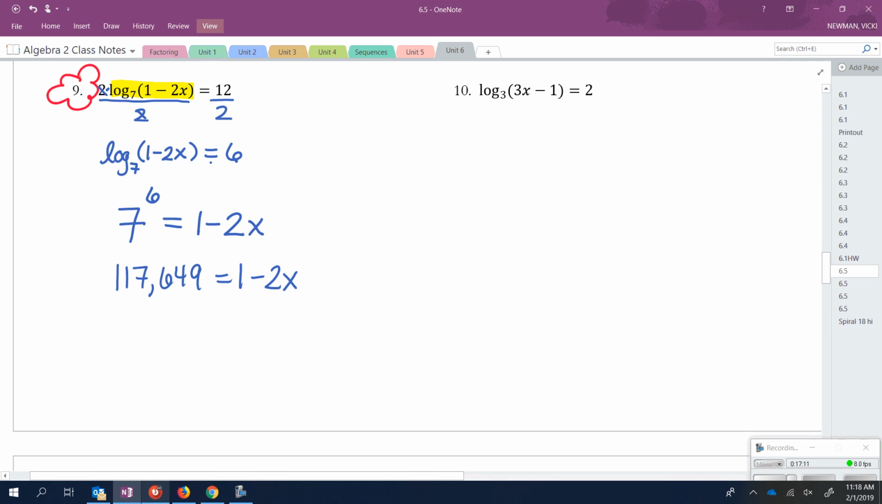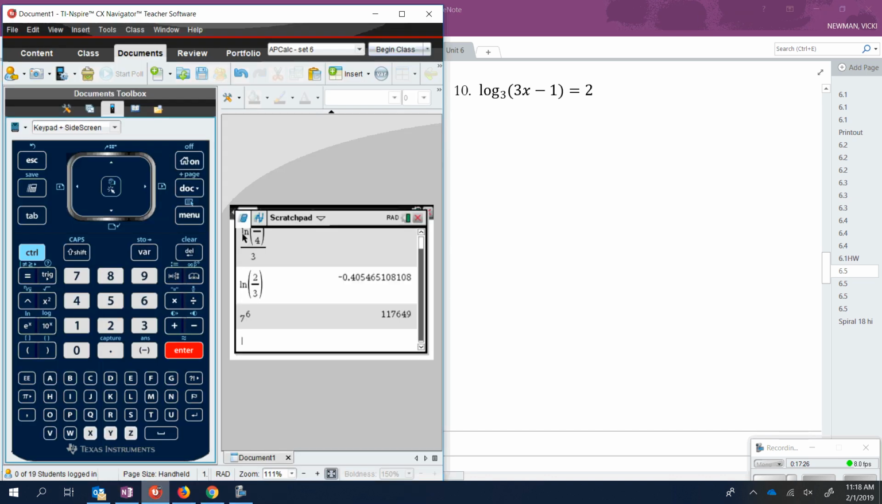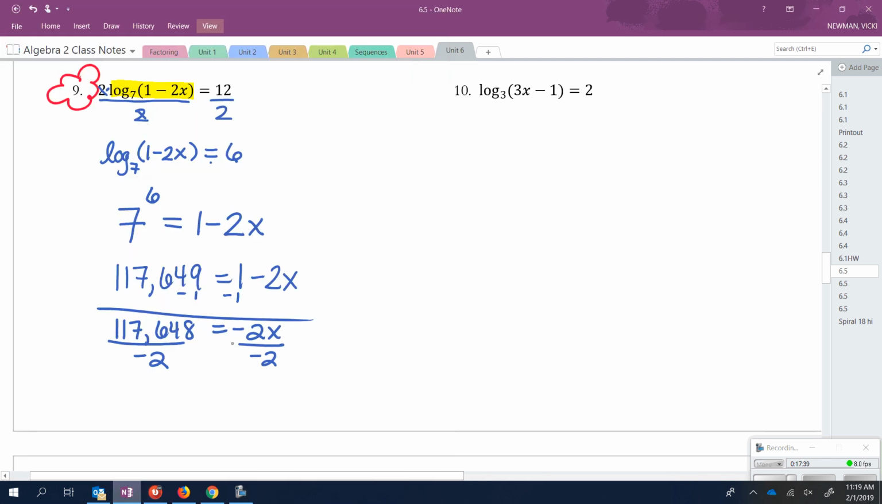So now we're just solving a linear equation, right? Subtract the 1. 117,648 equals negative 2x. Divide by negative 2. So 117,648 divided by negative 2 is negative 58,824. Gross. Get used to these big numbers. They're not going to go away.